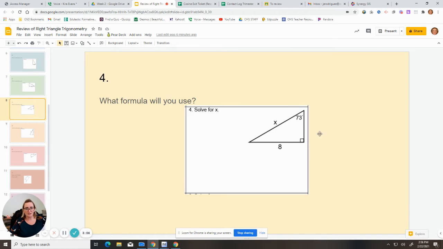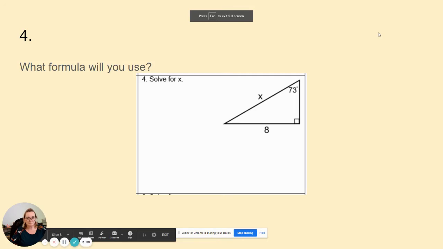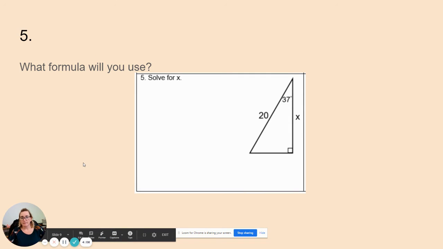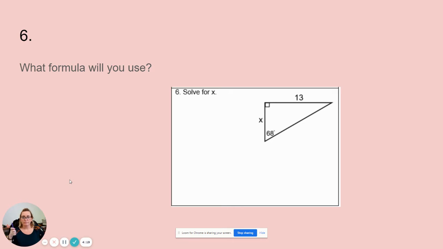So you're going to try this next one. Let me make it a little bit bigger. You are going to figure out, are we using sine, cosine, or tangent to solve this problem? Okay, so here's another one. Look at the side lengths that you are given and make a determination. Are we going to use sine, cosine, or tangent on this problem? All right, and last one, look at the side lengths that you're given and determine sine, cosine, or tangent for this one.